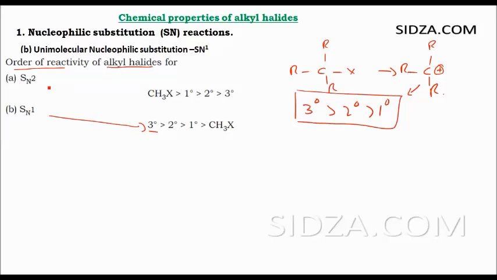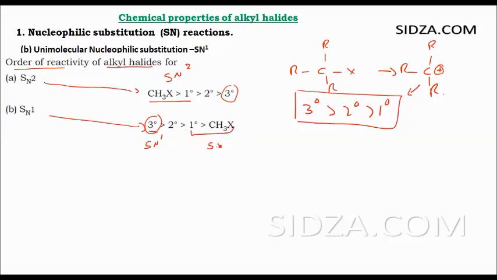For the SN2 mechanism, as we have discussed already, the methyl alkyl halide and the 1 degree alkyl halide normally follow the SN2 mechanism, and the tertiary normally follows the SN1 mechanism. So the order is opposite. SN2: methyl alkyl halide, 1 degree, secondary, tertiary. SN1: tertiary, secondary, primary.